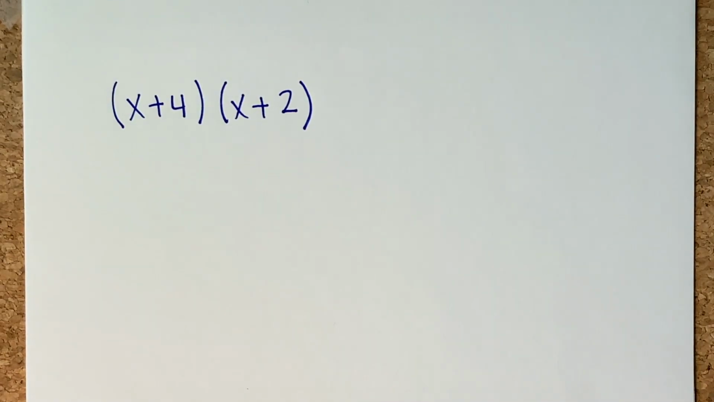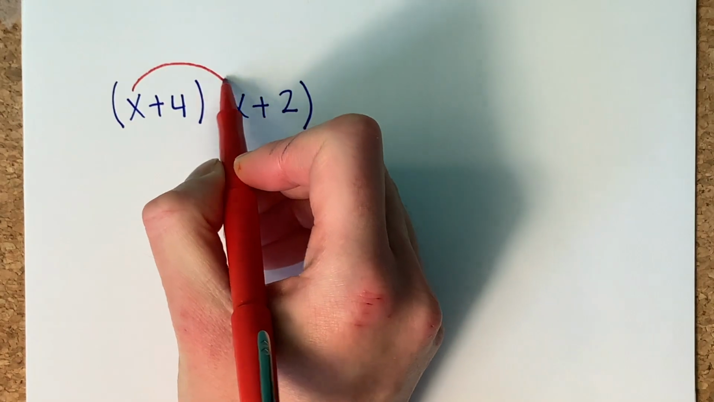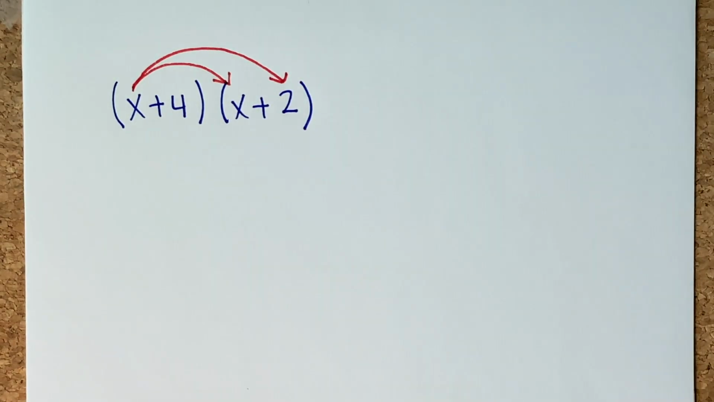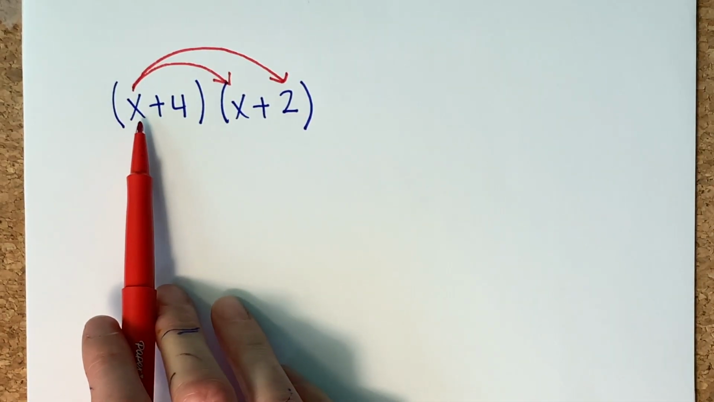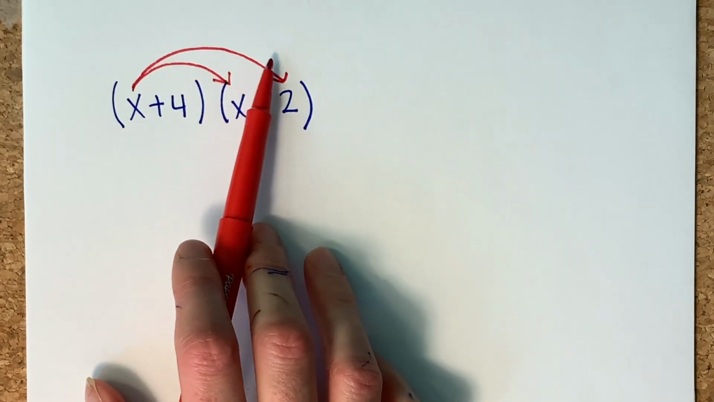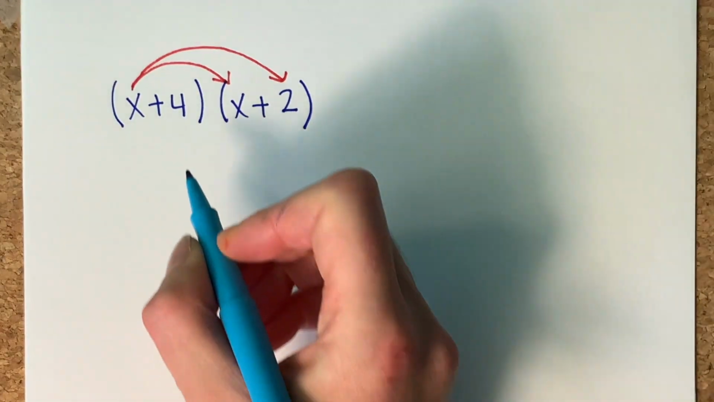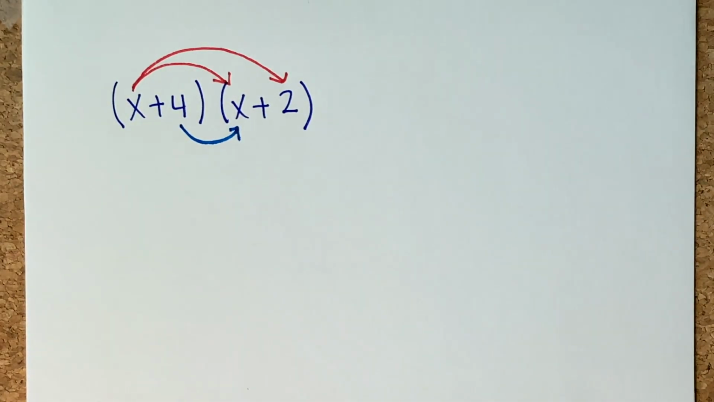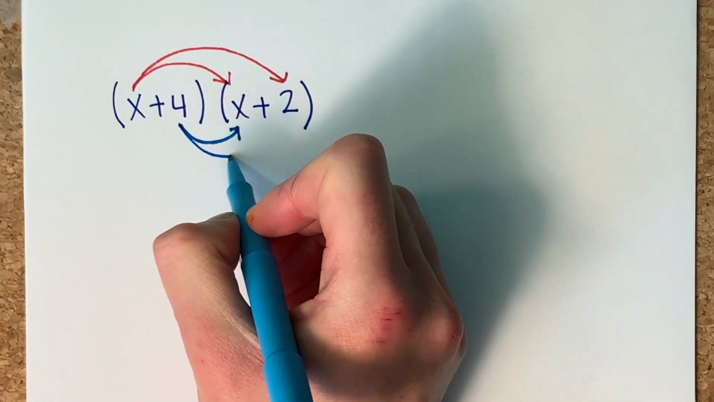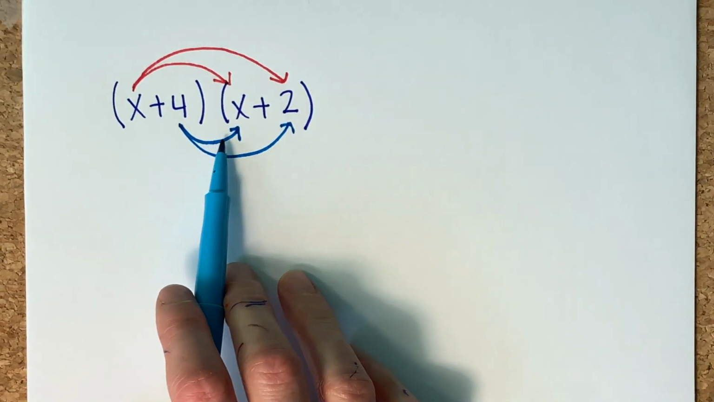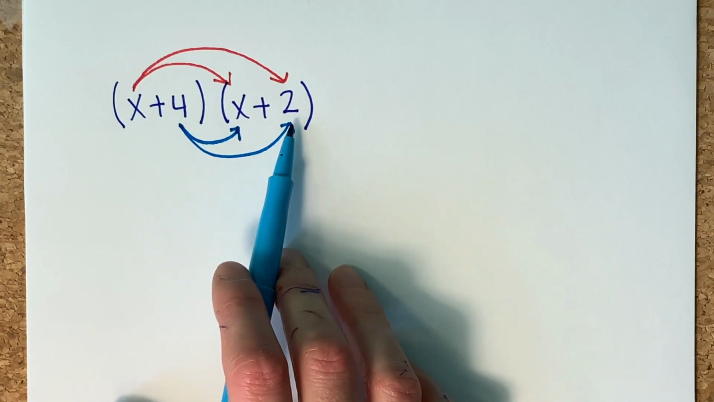But first I want to discuss what we're actually doing when we FOIL. When we FOIL, we multiply the first, so we take x times x. Then we multiply the outer, so we take x times 2. What are we actually doing here? Well, we're taking this term and distributing it to each term in this second set of parentheses. Then with FOILing, the next step is to multiply the inner. So we multiply the 4 times the x, and then we do the last. So we multiply the 4 times the 2. So what are we doing here? Well, we're taking this 4 and we're distributing it to each of these quantities in this second parenthesis.